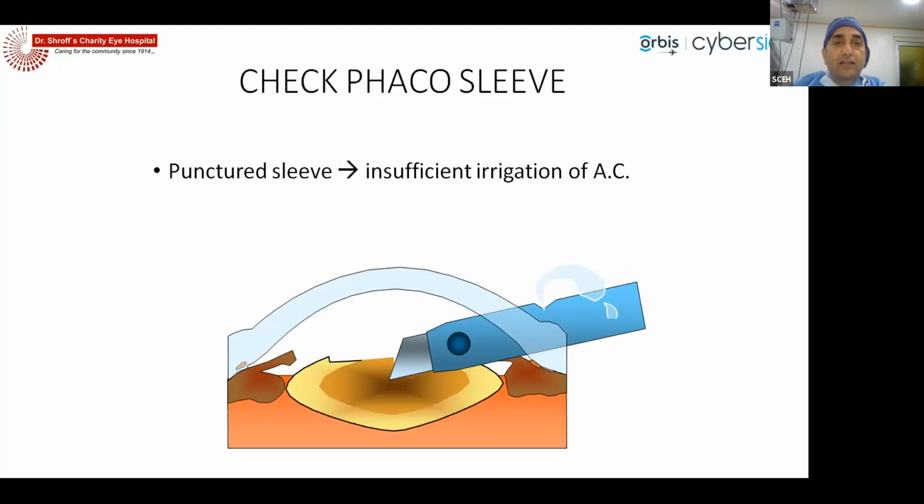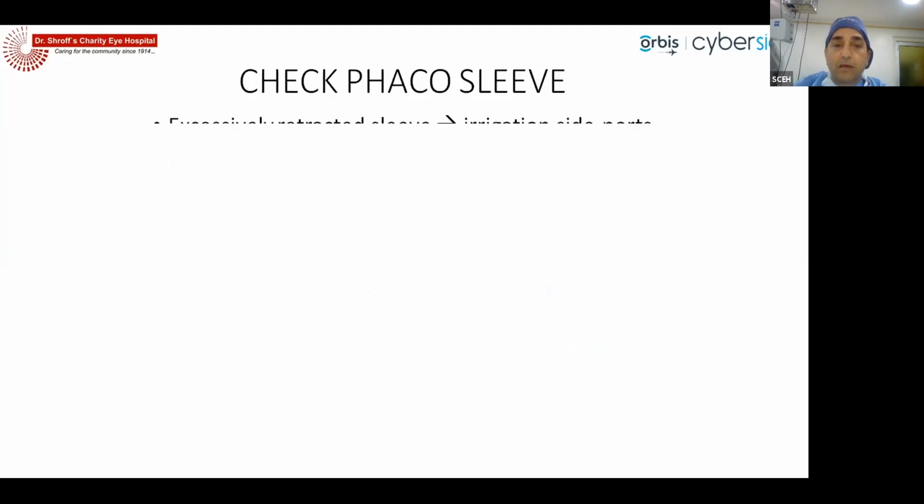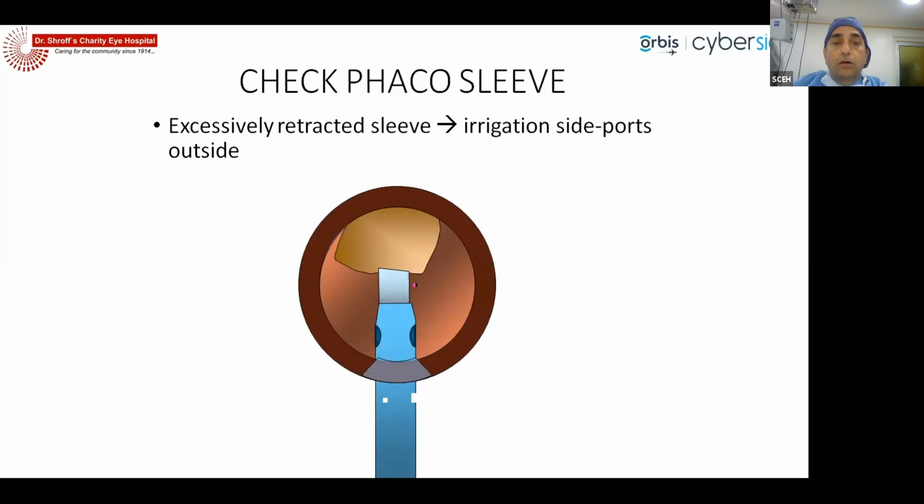Now, the other thing that sometimes may happen is you may have a puncture in the sleeve. And if you have a puncture in the irrigation sleeve, you'll have leakage outside the eye, and there'll be inadequate fluid, BSS, going inside the eye.